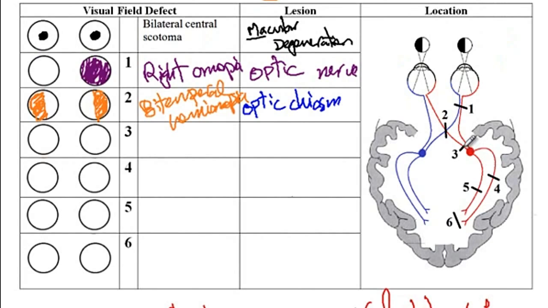So next we have lesion number 3. And what structure is being damaged here by lesion number 3? Can you tell me what we have here? And the answer is optic tract.